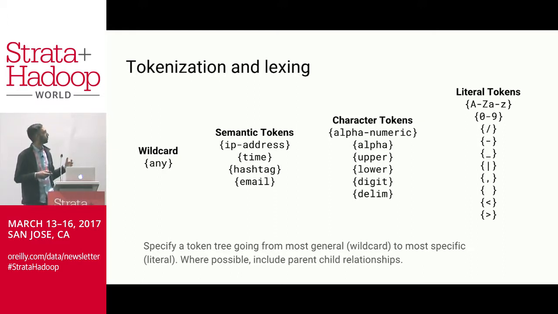So you can start off with the most general sort of token, which is the wildcard or any, which in regular expressions would be the dot. And then you get more specific, so you get things like semantic tokens, like email, which convey some sort of semantic meaning to the user. And then you get character level tokens like alphanumeric and alpha and digit. And then finally you have literal tokens like slash and at. And one thing to note is that there are parent-child relationships across these tokens. So for example, the delimiter character level token might be composed of various literal tokens. And email is composed of a delimiter and alpha, for example.